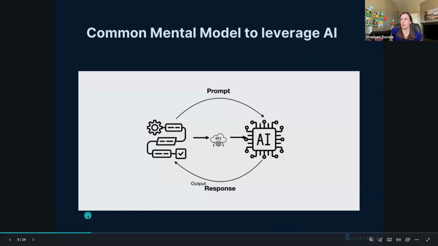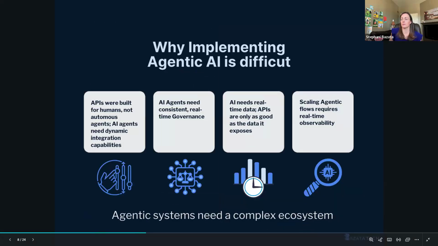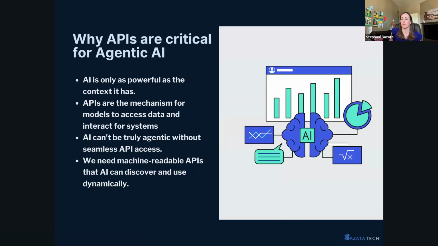Oops, did I go backwards? There we go. Oh, was I not on this slide? Sorry about that. This is what we were just talking about a moment ago, but we're going to keep on going.